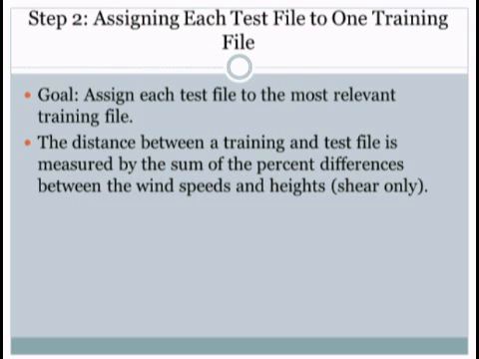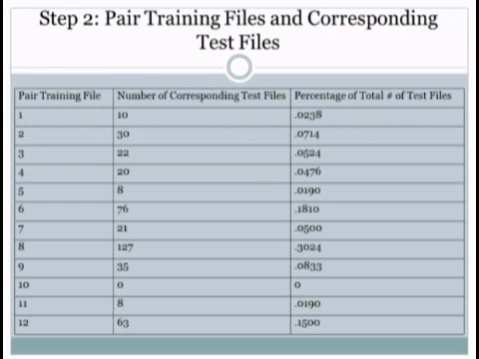So the next step is to assign each test file to one training file. I look at the distance, and the way I do that is I look at the percent difference in the wind speeds and also in the heights. The heights are important because later on I'm going to incorporate heights into some of the features.